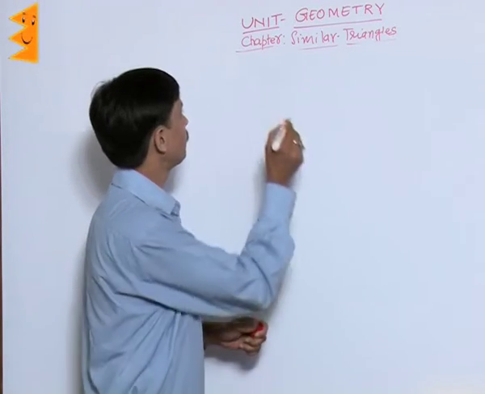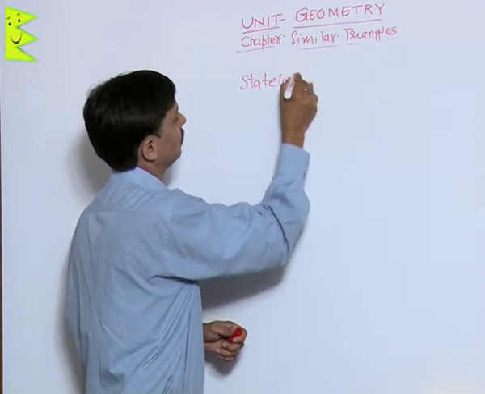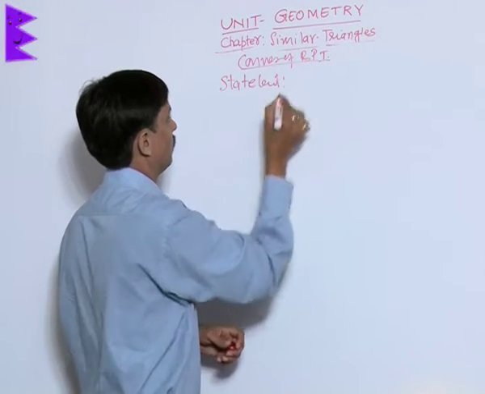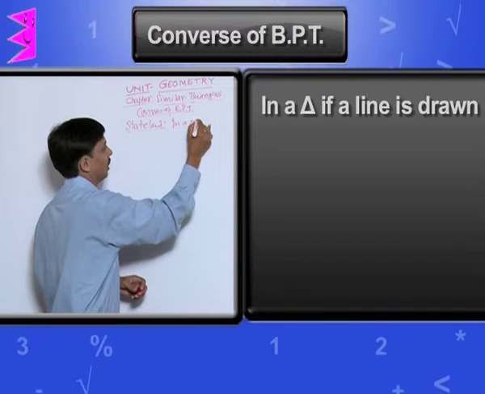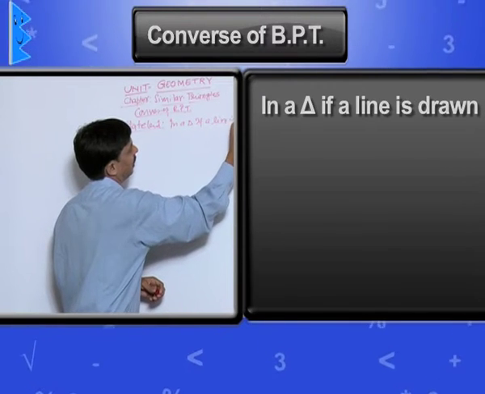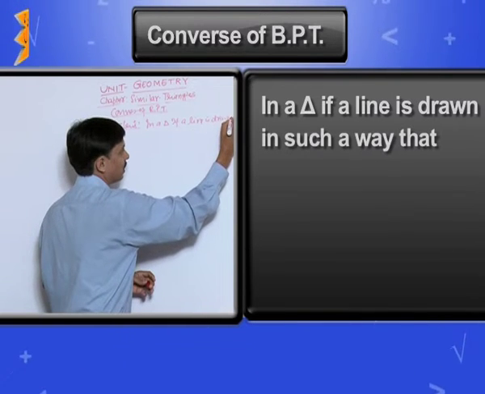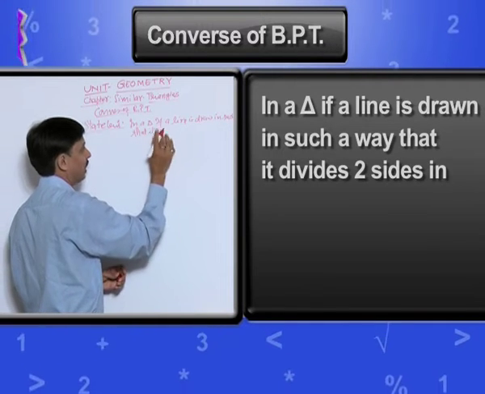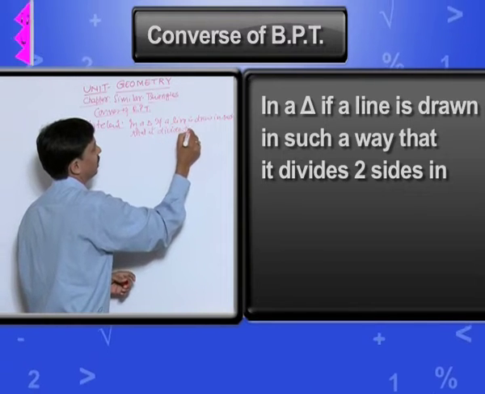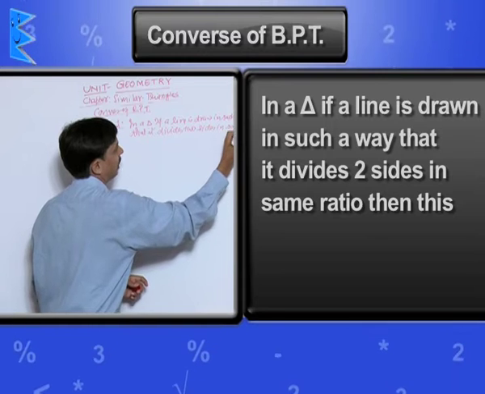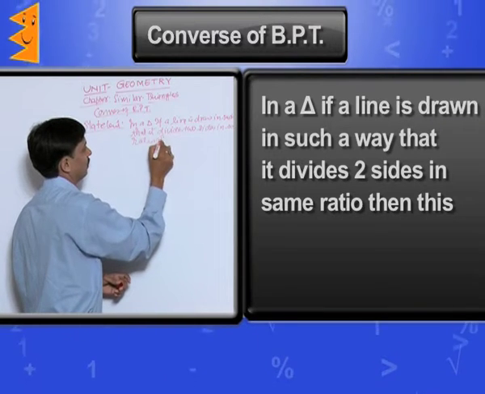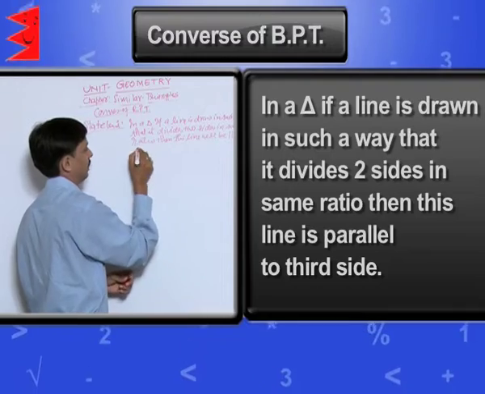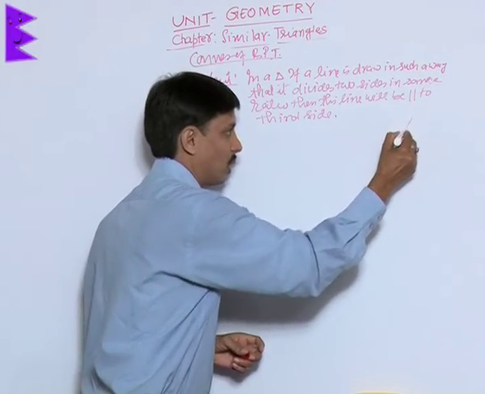So first of all, what is the statement? The statement of the converse of BPT, or you can say the converse of Thales theorem: in a triangle, if a line is drawn in such a way that it divides two sides in the same ratio, then this line will be parallel to the third side.